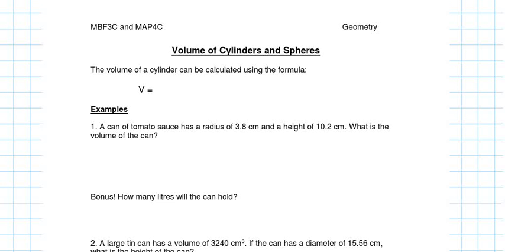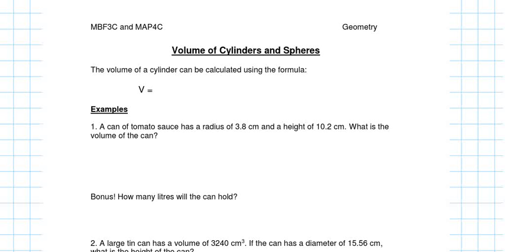Moving to the volume of cylinders and spheres. So the volume of a cylinder can be calculated using the formula that you have in your formula sheet. I just want to mention that when you're talking about a cylinder, you're finding the area of the base, which is the area of the circle, and then you're multiplying it by the height of the cylinder, and that will give you the volume.